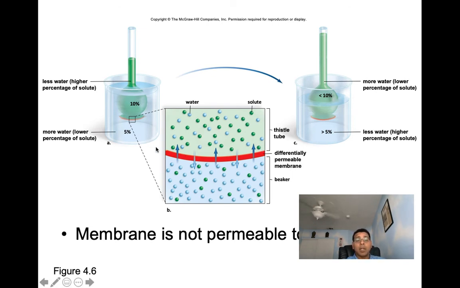Now, if I told you that this selectively permeable membrane is also going to be permeable to the solute, then the solute is going to move from a high to a low. It'll move from the 10% down into the 5%. Okay?